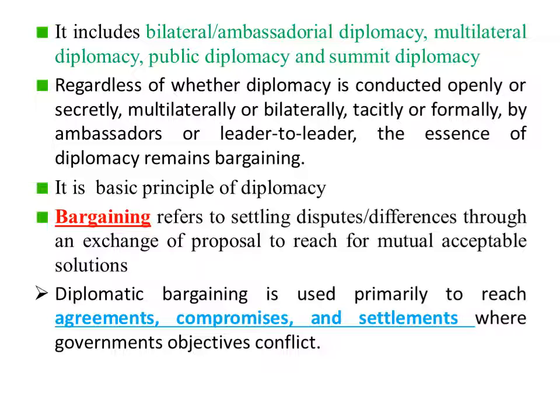But the basic essence of diplomacy remains bargaining, which means that every diplomacy should be based on the principle of bargaining. What's bargaining? So bargaining refers to settling disputes or differences through an exchange of proposals to reach mutual acceptance or solutions.